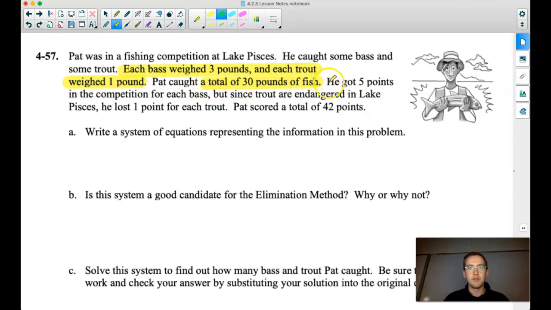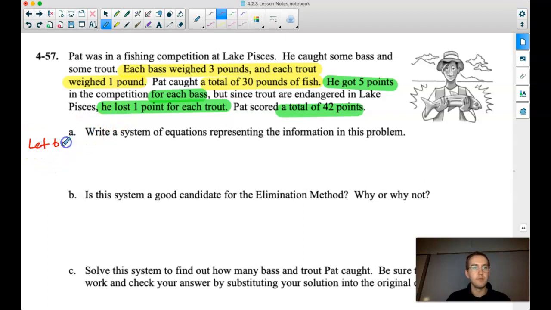The points we'll do in green. He got 5 points for each bass. Since trout are endangered, he lost a point for each trout. He's got a total of 42 points. So we need two equations. So again, let's first assign our variables. Let B equal the number of bass. And then we're going to let T equal the number of trout.